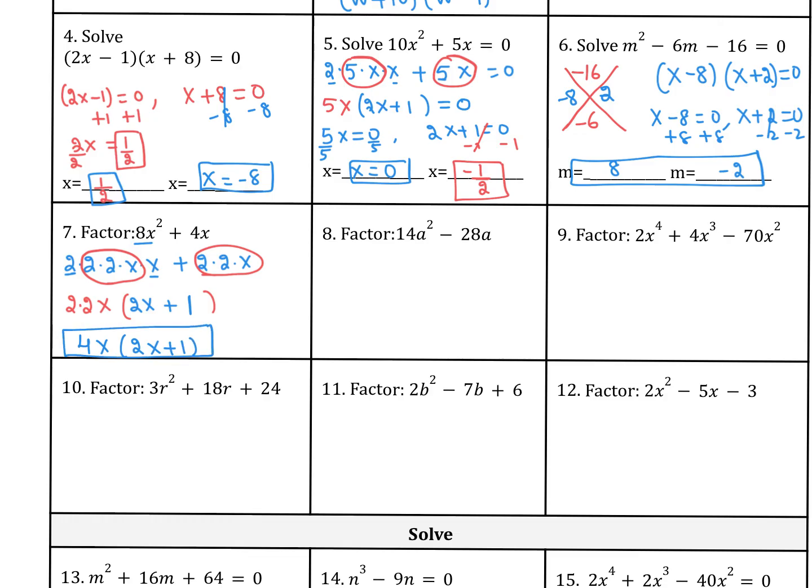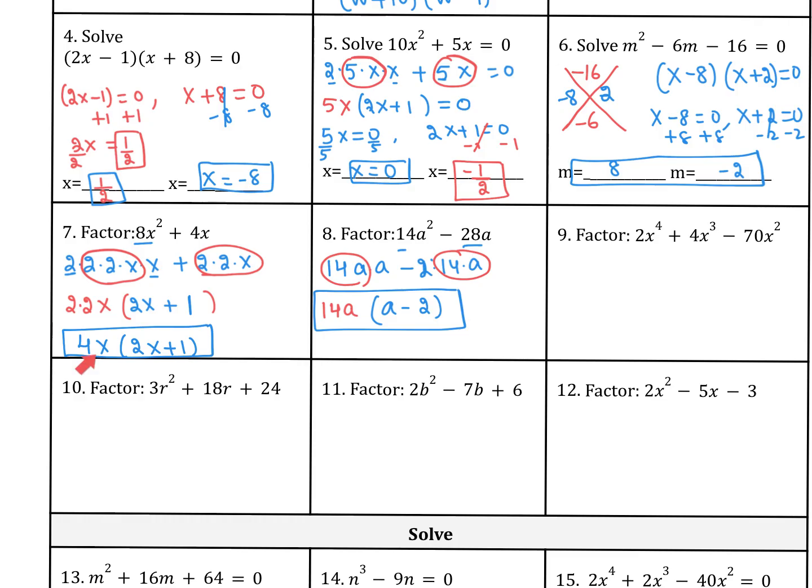So for number 8, you can find the prime factor, but you can avoid finding prime factor if you know that 28 has 2 times 14 times a. So the biggest factor is 14, meaning that 14 divides 14 as well as 28. So factor the 14a out. So you get 14a outside. Inside you are left with a minus 2. So you get here 14a times a minus 2.